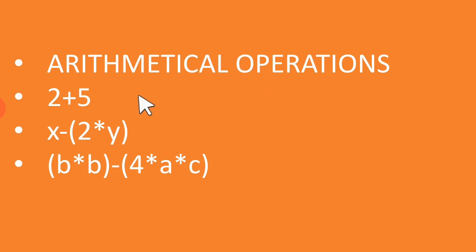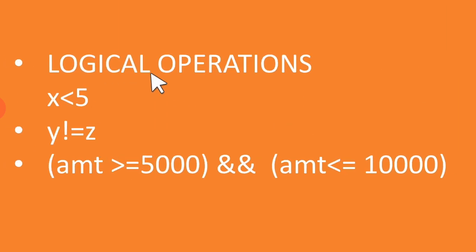Arithmetical operations, like we are adding two numbers here, 2 plus 5, then we have x minus (2 * y), then (b * b) minus (4 * a * c). So these are some examples of arithmetical operations, and what is unique about it is that everywhere we have used arithmetic operators. Alright. Now logical operations.